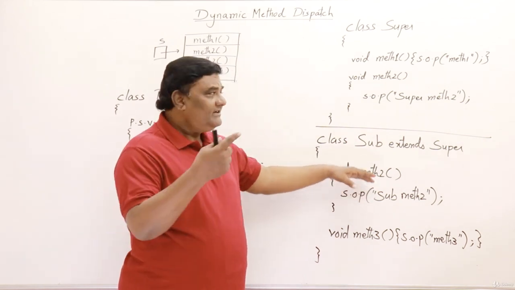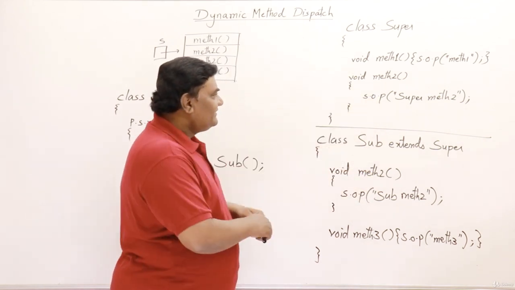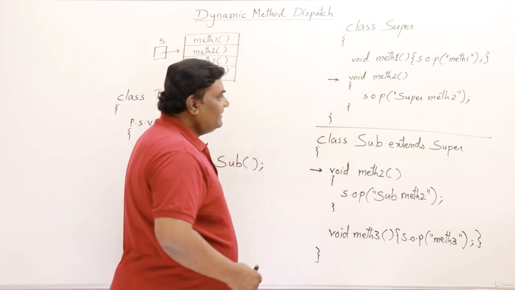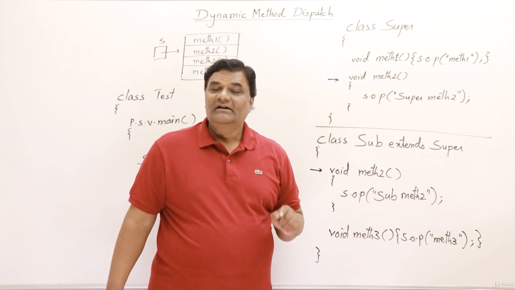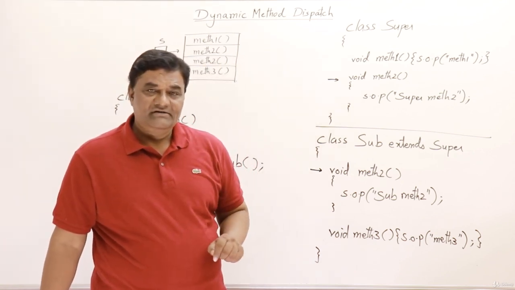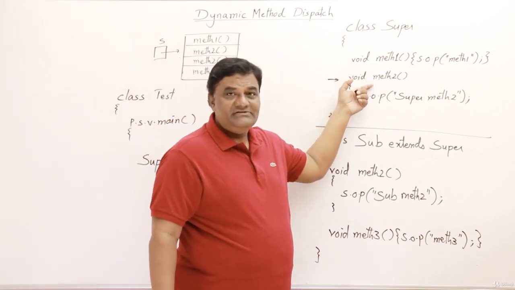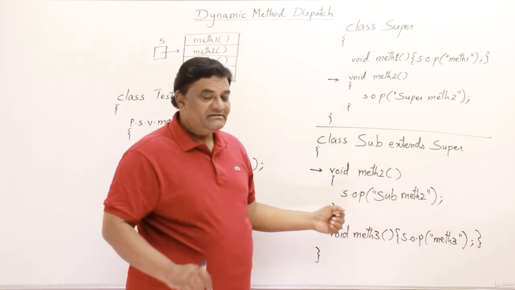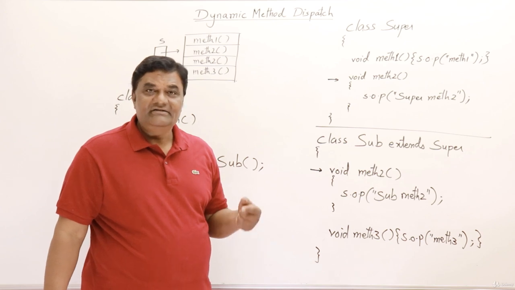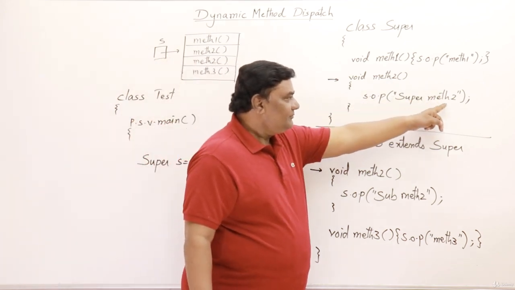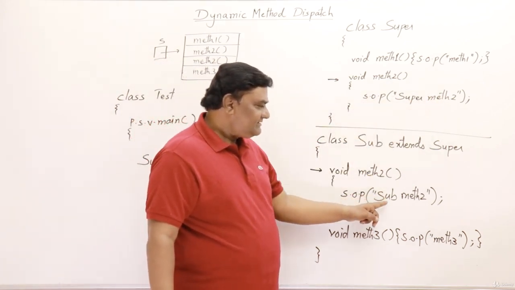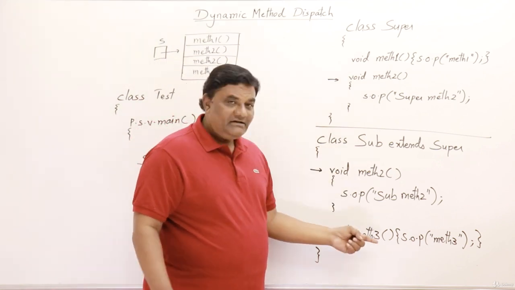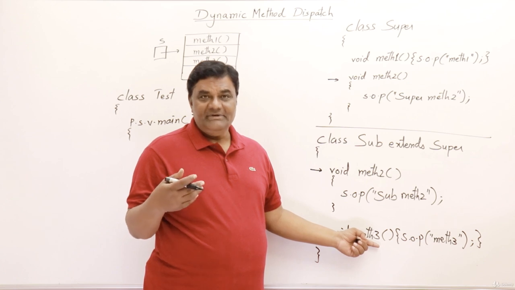Method 2 is already there in the superclass, so it is redefined here. So yes, it is overridden. Method 2 is overridden. Method 1 and method 2 are in the superclass; method 2 and method 3 are in the subclass. So method 2 is redefined in the subclass. This will display super method 2 and this will display sub method 2. So the subclass is overriding one method and defining its own method, that is method 3.